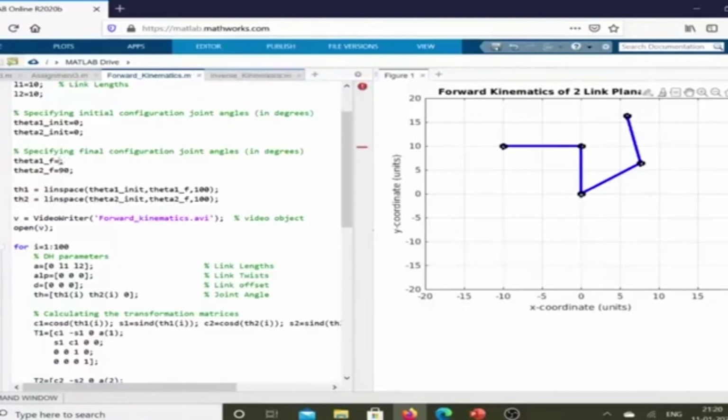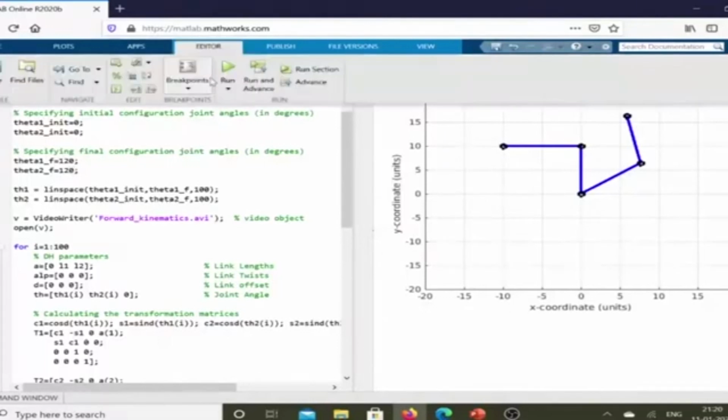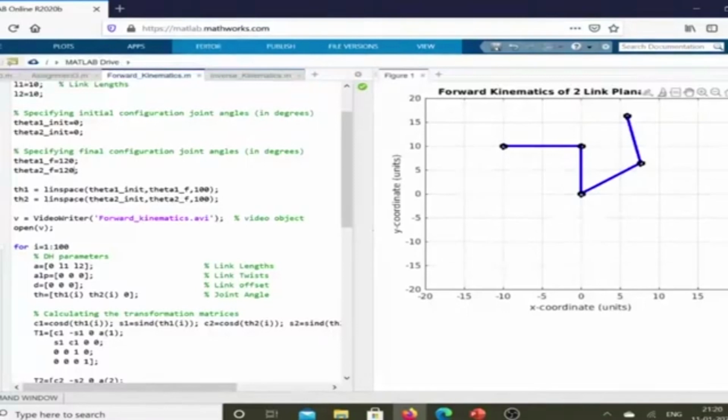You can make this say 120, and we make the other one also 120. Let's run it again and see what it does. Starting from there, the angles were 0, 0. Then the desired final angles are 120, 120. So you can see that it is coming to 120 and 120.